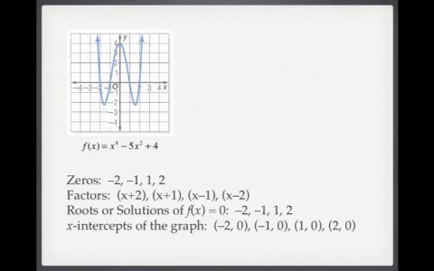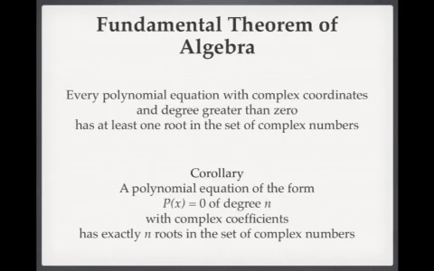The factors are x plus 2. Remember, it's always x minus r, where r is a root. So you're going to go x minus a negative 2, which is x plus 2. And therefore you have x plus 1, x minus 1, and x minus 2. So then the roots are, again, negative 2, negative 1, 1, and 2. And then the x-intercepts: negative 2 comma 0. That's giving you the x and y coordinates of those intercepts, etc. Okay, you get the idea.